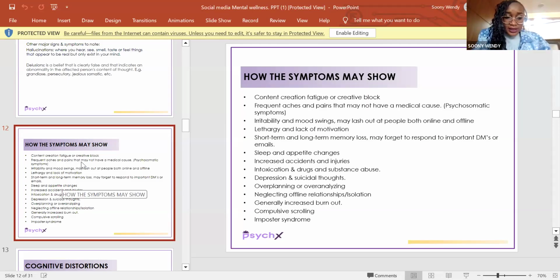Frequent aches and pains that may not have a physical cause. There's something we call psychosomatic symptoms. With psychosomatic symptoms, this is headaches, backaches, tumbo. I don't know if you've ever had a case where someone is constantly sick, then when they go to hospital, they're told there's no problem. Your head is aching, your stomach is aching, or you're having unexplained back pains, and when you go to hospital, there's nothing. Those are psychosomatic symptoms. Sometimes stress may show up that way.